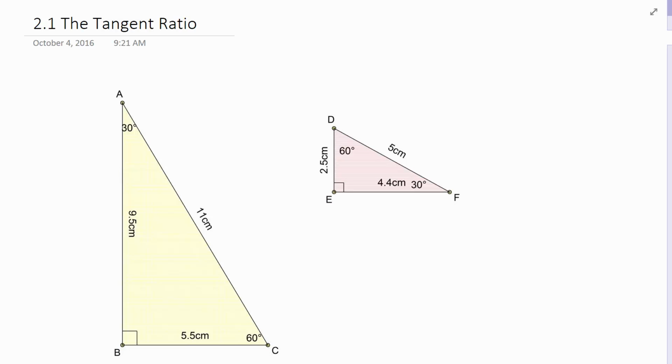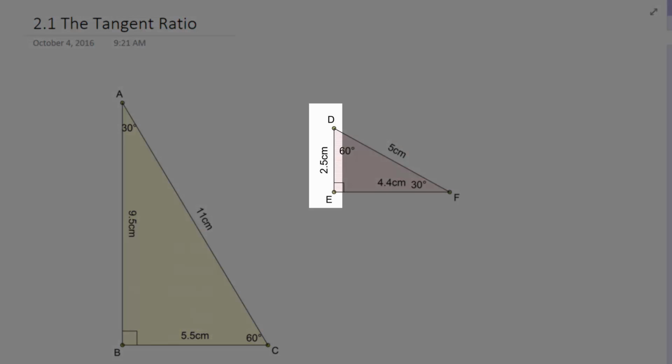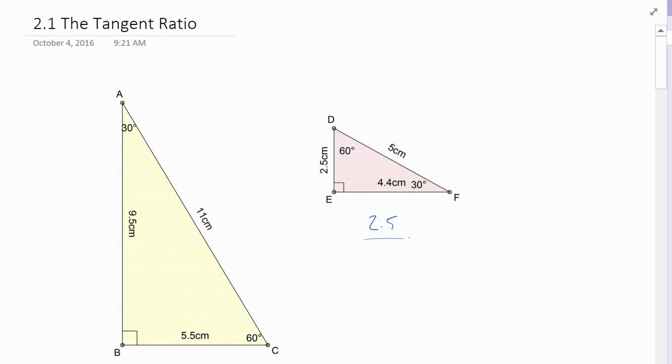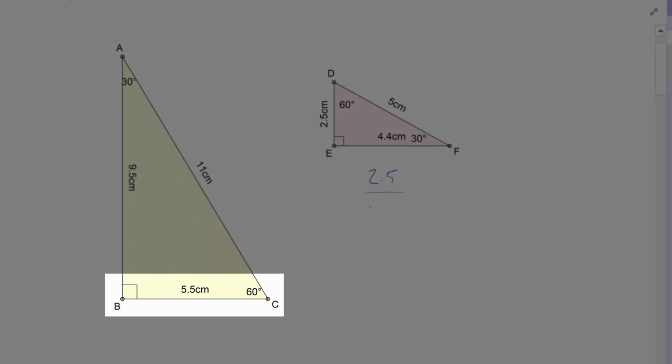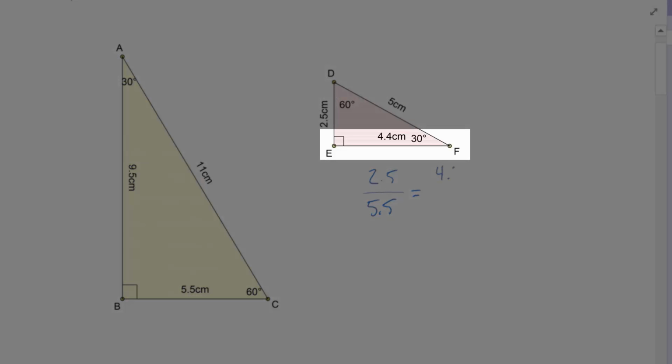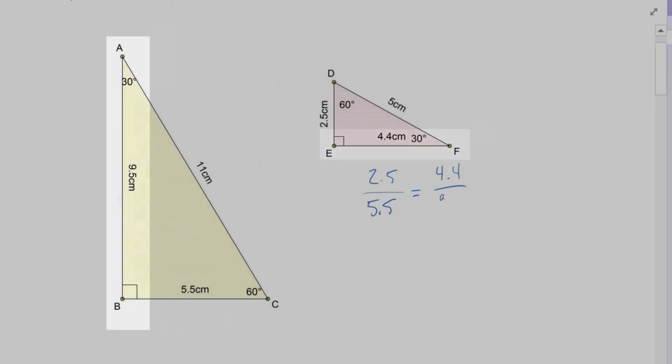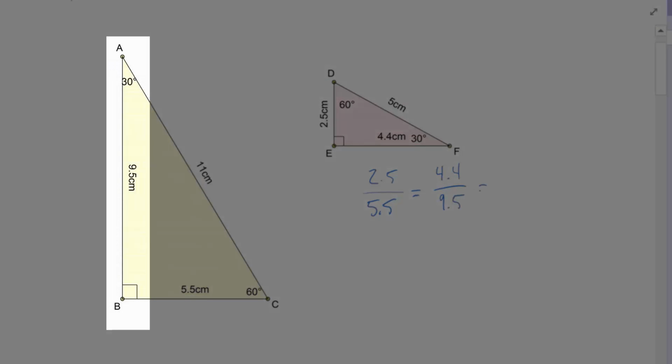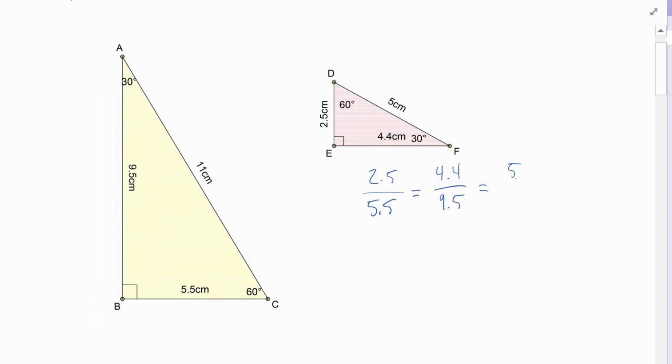If I look at the short side on triangle DEF, 2.5 from the 60 degree to the 90 degree, and I put that over the corresponding side length on the other triangle, 5.5, this will also be equal to the medium side length from the 30 degree angle to the right angle over its corresponding side on the other triangle. And likewise, I could do 5, the hypotenuse, over 11, the hypotenuse on the other triangle. So I can do comparisons from one triangle to the other. I could also do comparisons within one triangle.